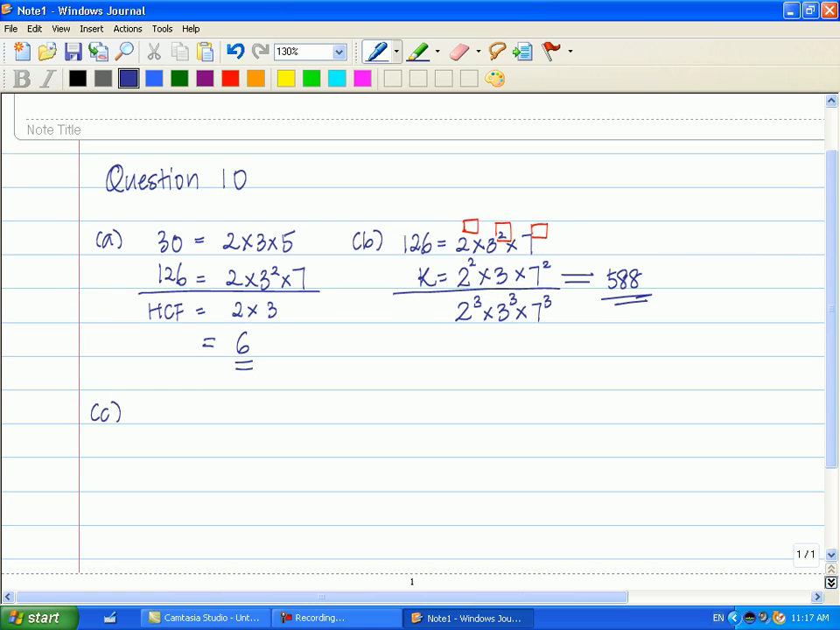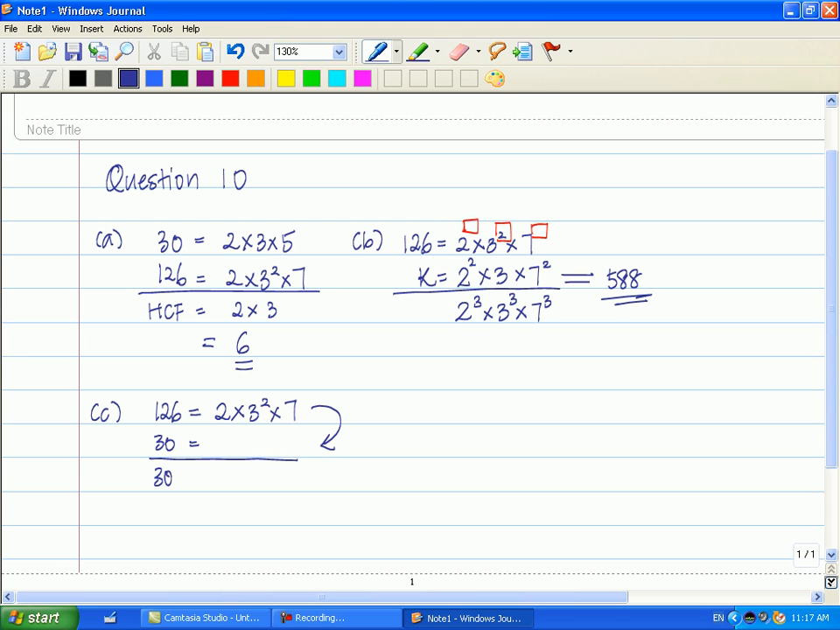Part C says that for the number n, 30n is a multiple of 126. So if I want 30n to be a multiple of 126, I need to look at the two numbers. It must be a multiple of 126, so 126 is the more important number. Let us look at the factors of 126. If I want 30n to be a multiple of 126, it means that all the factors in 126 must be inside the new number, 30n.